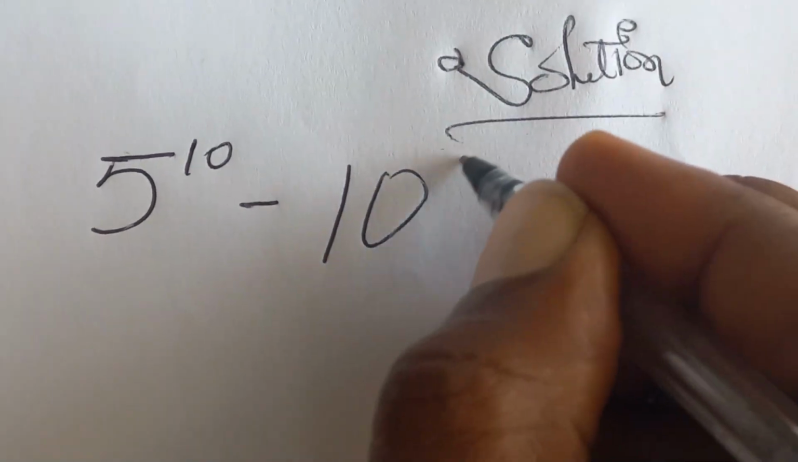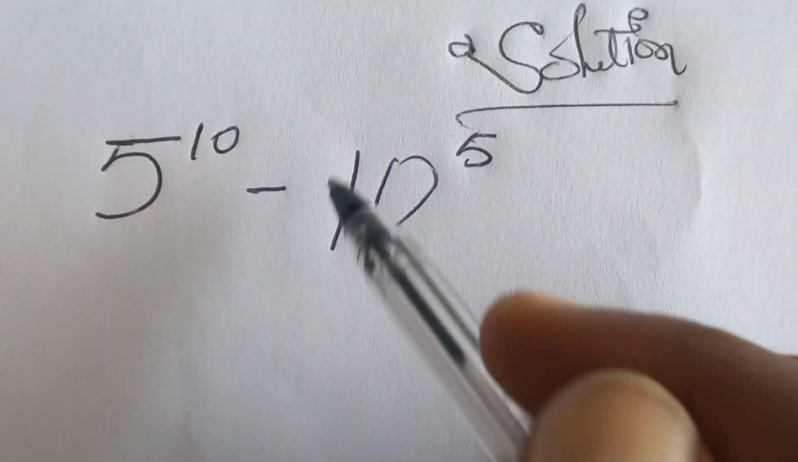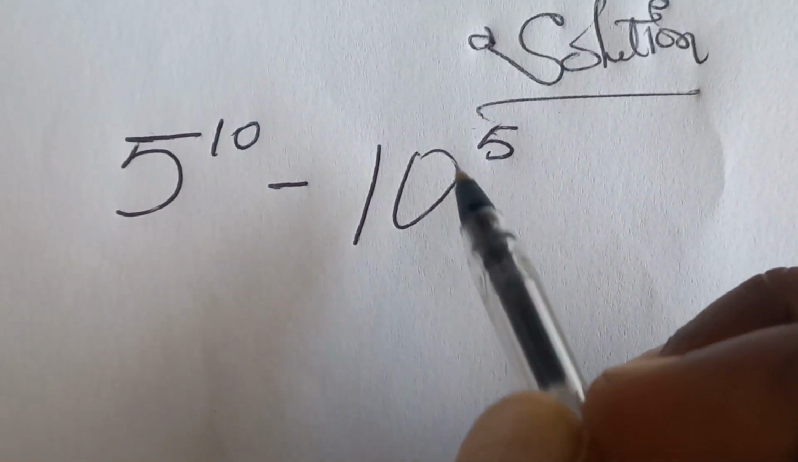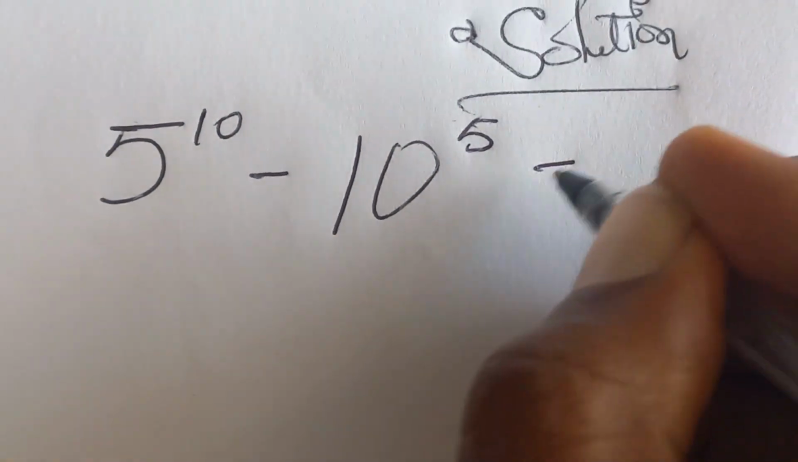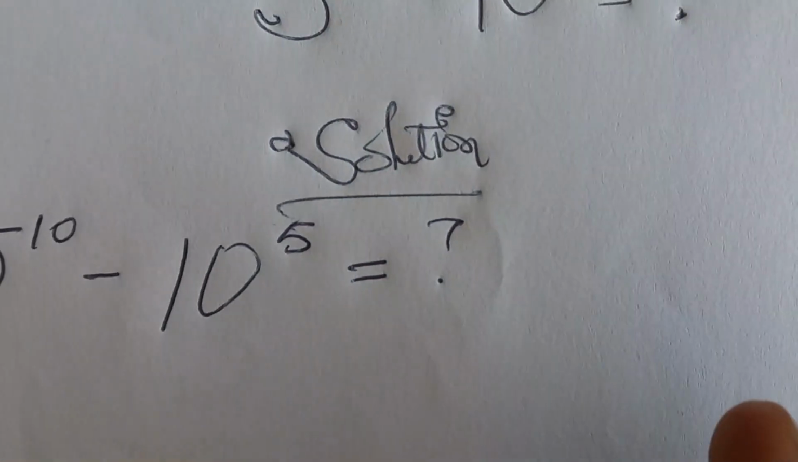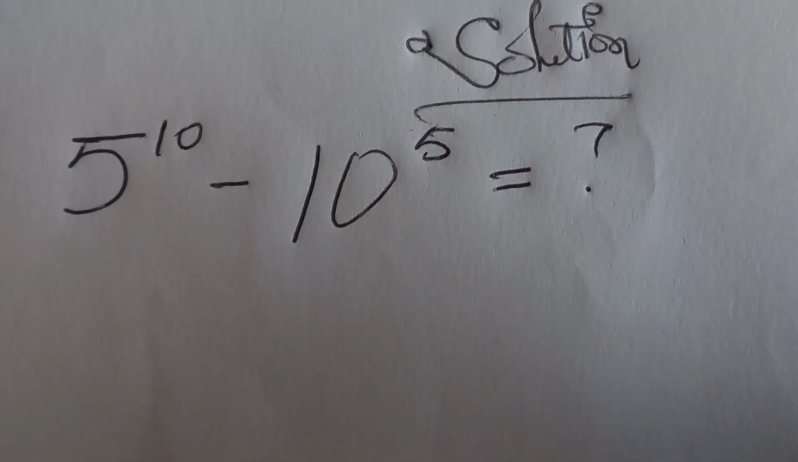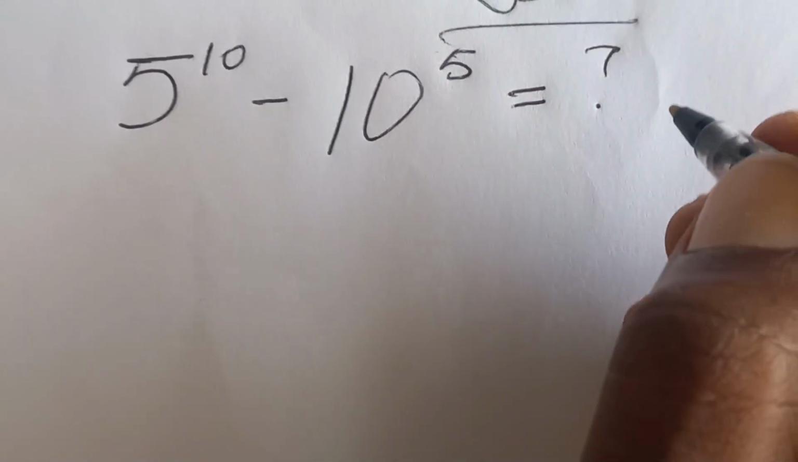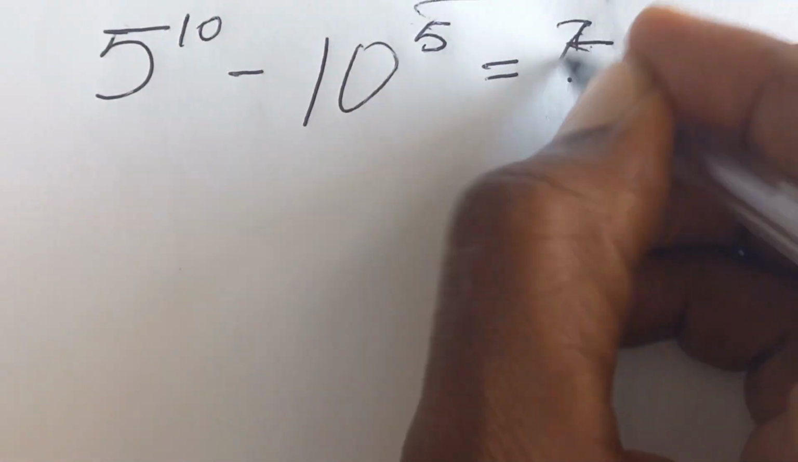Now we are looking at 5 exponent 10 minus 10 exponent 5. We have to simplify this without using a calculator. So let's start.